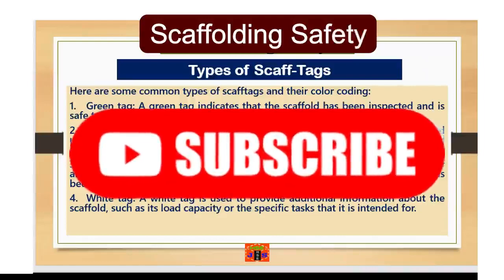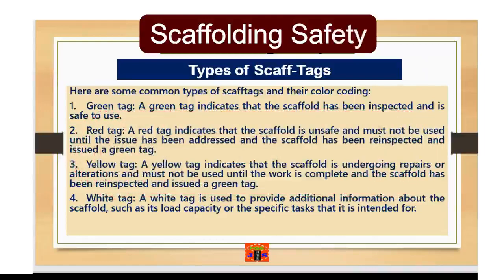Number one, green tag. A green tag indicates that the scaffold has been inspected and is safe to use. No problem at all. Do your task with additional safety requirements. Number two, red tag. A red tag indicates that the scaffold is unsafe and must not be used until the issue has been addressed and the scaffold has been re-inspected and issued a green tag. Red tagged scaffold shall not be used in any case.